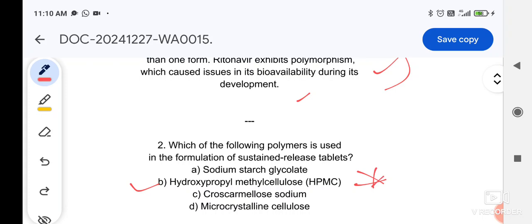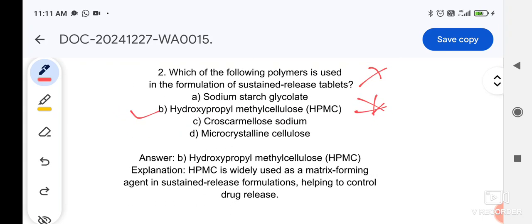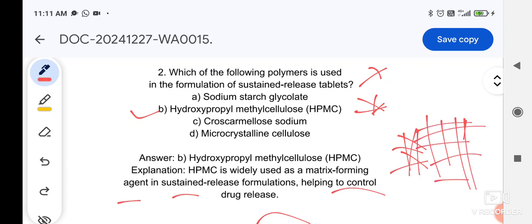This is a polymer which is used in the formulation of sustained release tablets, and we will see the reason. Explanation: HPMC is widely used as a matrix forming agent. It means it forms a matrix in sustained release formulations, helping to control drug release. The drug is entrapped in this matrix, and when this polymer gets dissolved, the drug starts to release one by one. And when the drug starts to release, the action comes after that.